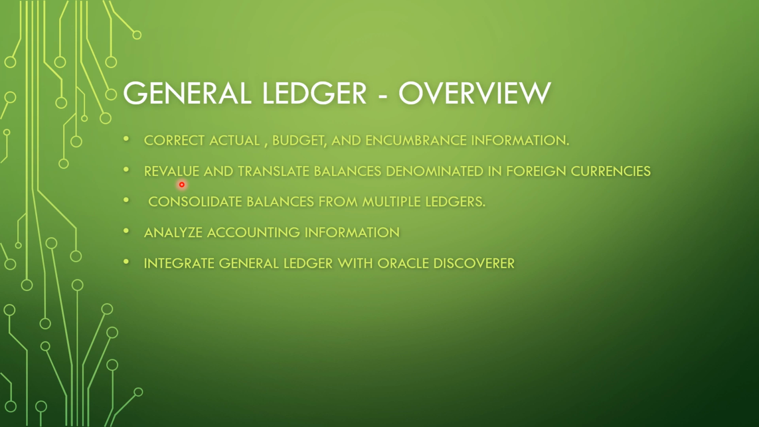Suppose I bought a fixed asset of 10,000 USD one year ago. At the time the USD rate is 70. So it will be 10,000 into 70, that is 7 lakhs, 700,000 INR. Now it is 80. The revaluation will take the extra amount of 1 lakh, or 100,000, to the revaluation unrealized gain or loss.